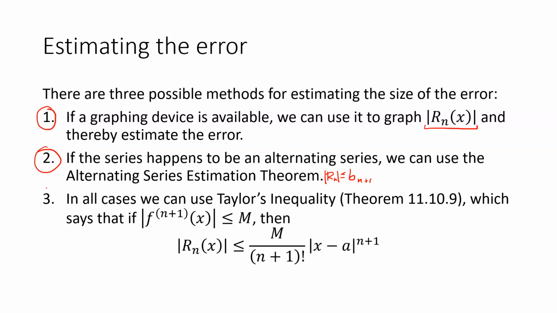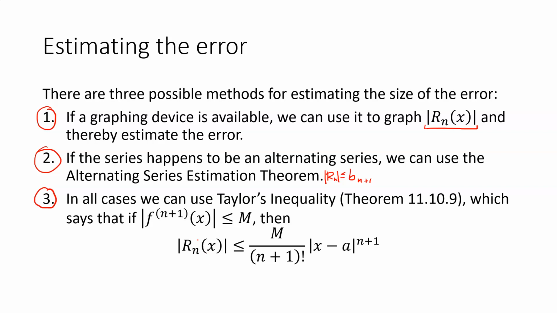And then a third possibility is to use Taylor's inequality. That also gives us a similar way of getting a bound on Rn using the n plus 1th derivative. If we know something about how large the n plus 1th derivative could be, we can then get a bound on the error in the approximation.